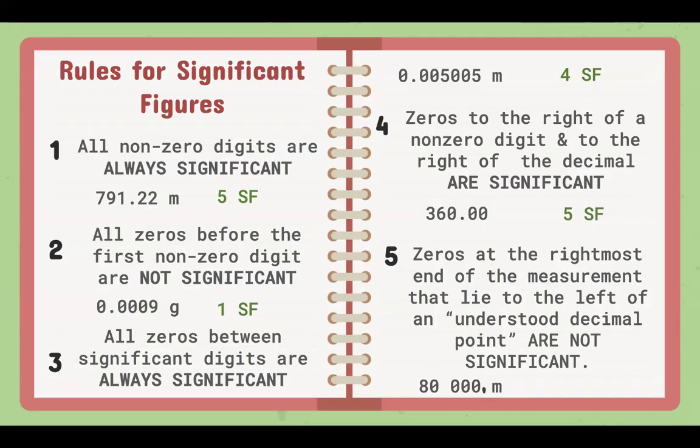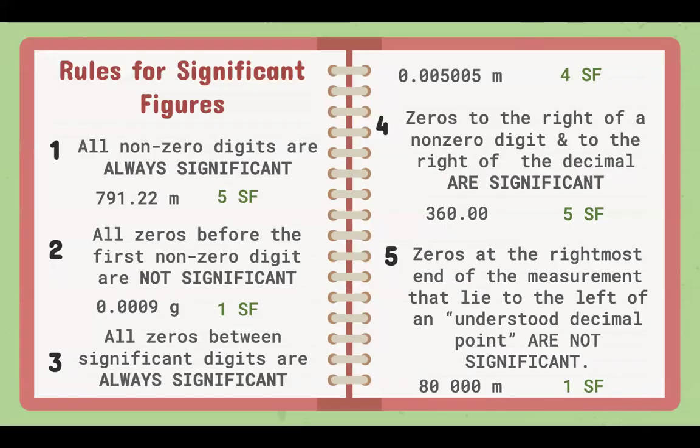But since all of these are zeros, we cannot consider them as significant because this is only an understood decimal point. But if it is clearly shown that it has a decimal place like this, all of them could be significant. But if this is the case in our example, let me just delete this. So we only have one significant figure here. So if you want this to be all 5 significant or more, you have to put a clearly seen decimal place on the numbers.